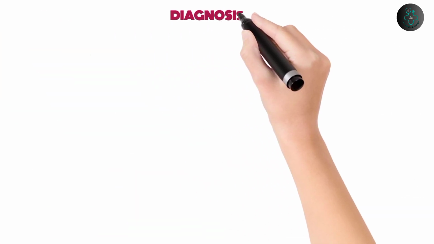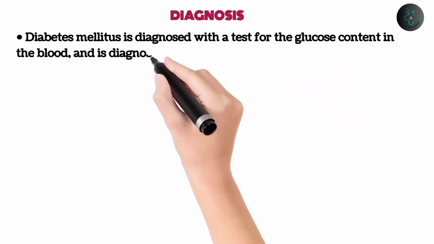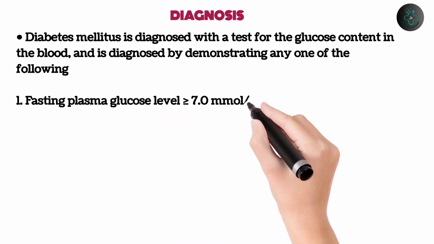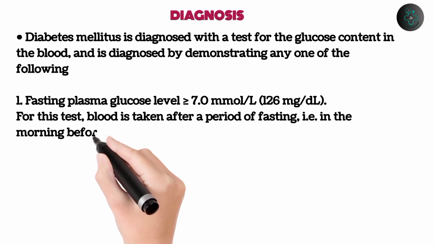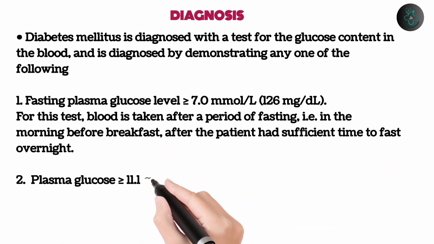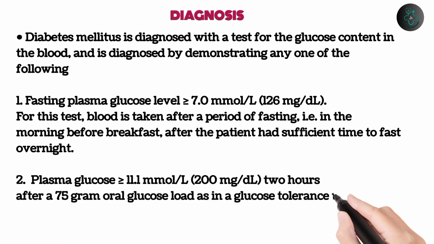Diagnosis for detecting diabetes. Diabetes mellitus is diagnosed with a test for the glucose content in the blood, and is diagnosed by demonstrating any one of the following: 1. Fasting plasma glucose level. 2. Plasma glucose level 2 hours after a 75-gram oral glucose load. Other methods are also available like random test, HbA1c test.